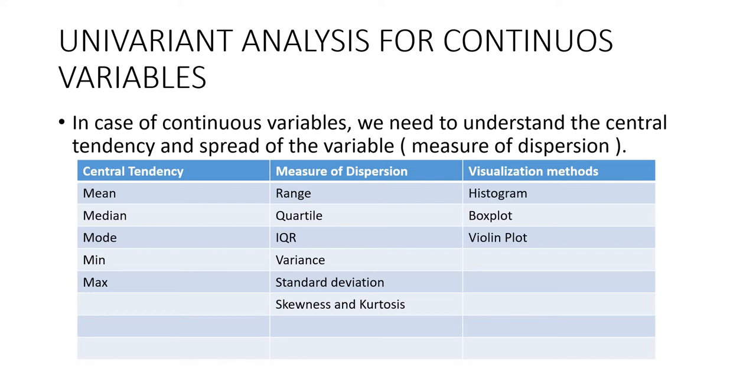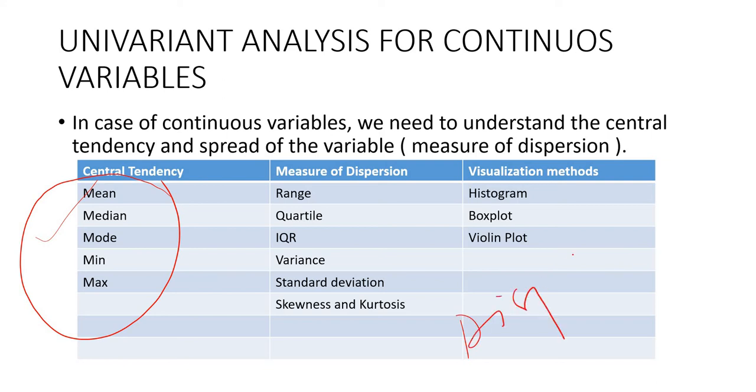In case of continuous variables, we need to understand the central tendency and spread of the variable. Spread means dispersion. In physics, you might have heard of dispersion in light. Dispersion means the spread of data. The central tendencies are measured by using mean, median, mode, min, and max. All these things are very important from a statistical perspective and from a machine learning perspective. There are videos available for mean, median, mode, all these aspects. Please learn it. It's very important. And dispersion is the spread of data.